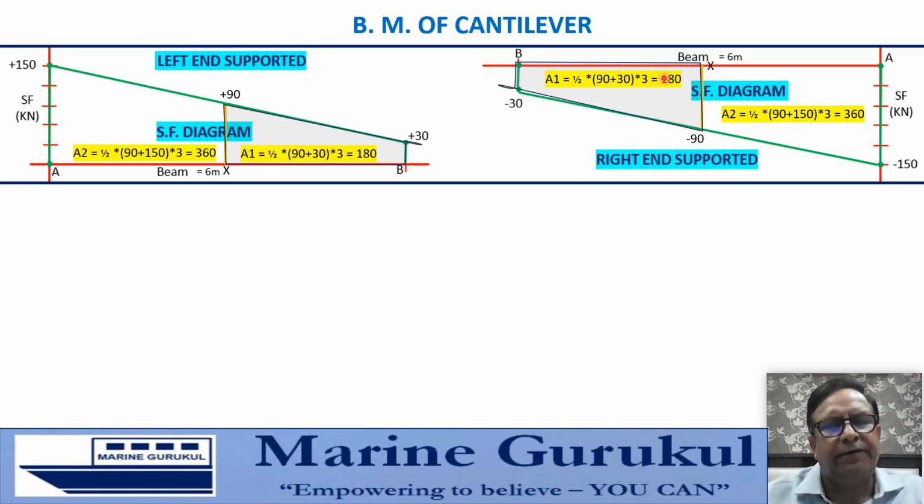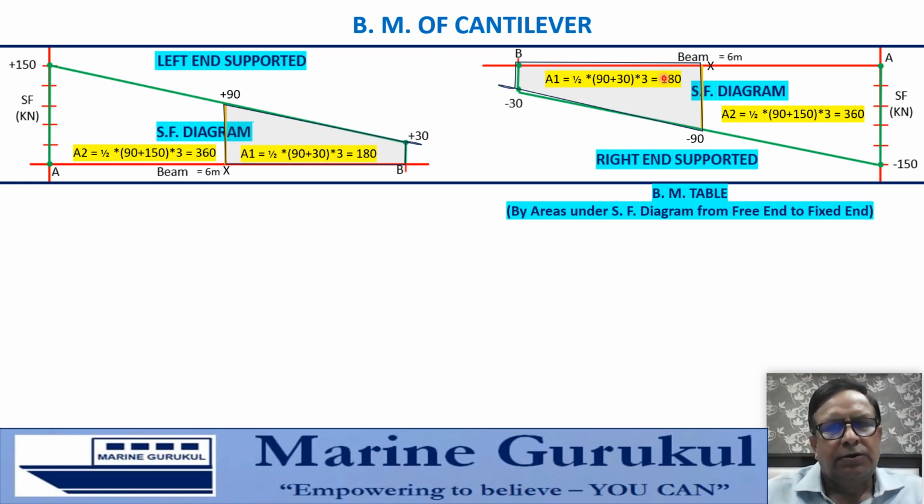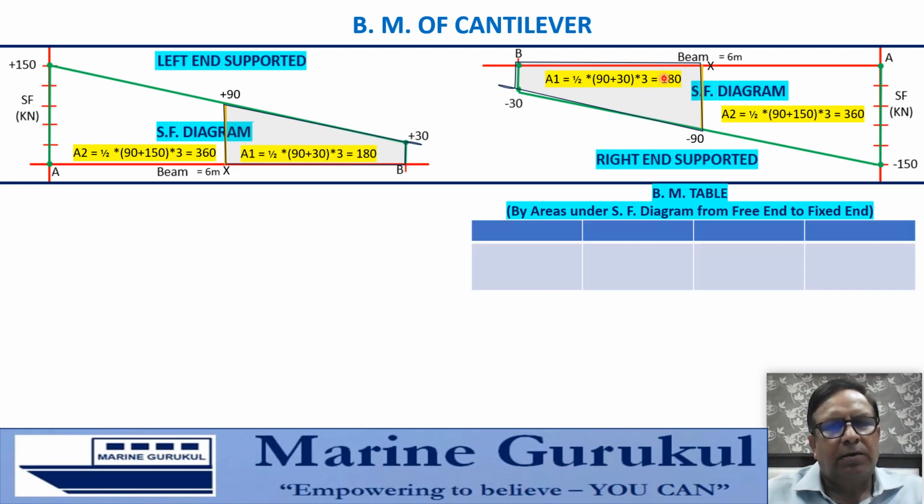If you are integrating from right to left, positive SF will give you negative BM. So we'll first draw for the right end supported one. The BM table we shall preferably make from free end to fixed end. Now here is the table. We make it from free to fixed. So the free end in the right end supported one is B. So B, X and A.